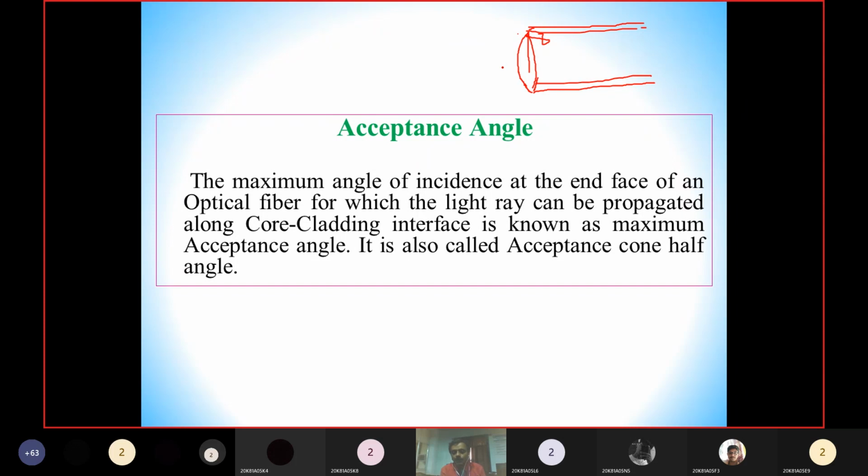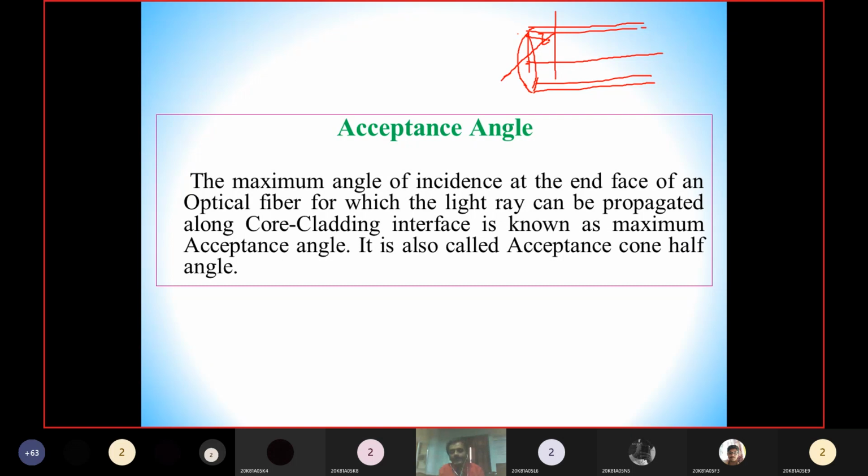So this is the core. Suppose light is incident; this is the center of the core, and I am drawing the axis of the core here. When light enters into the core, it will be incident on the core-cladding interface. This is the core-cladding interface, and I am drawing one normal here.